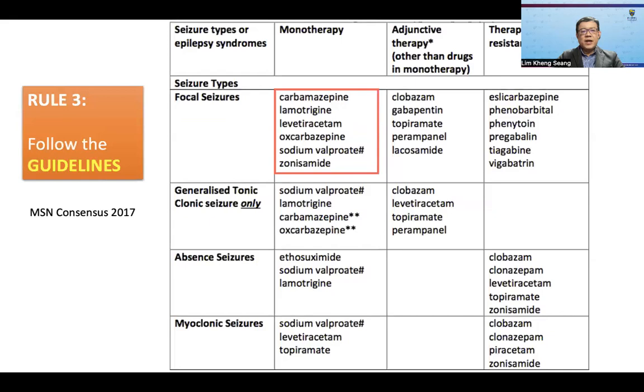Third is to follow the guidelines. This is the MSN consensus guideline in 2017, which suggests carbamazepine, lamotrigine, levetiracetam, oxcarbazepine, sodium valproate, and zonisamide for focal seizure, but sodium valproate is marked with an asterisk, indicating a higher dose is needed.